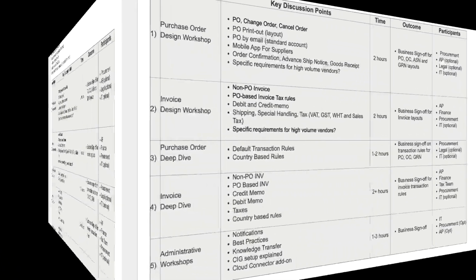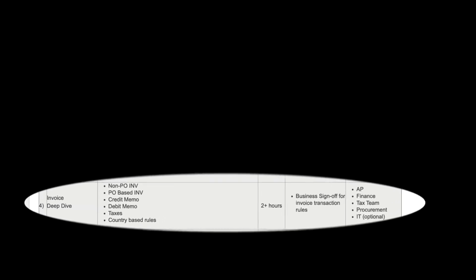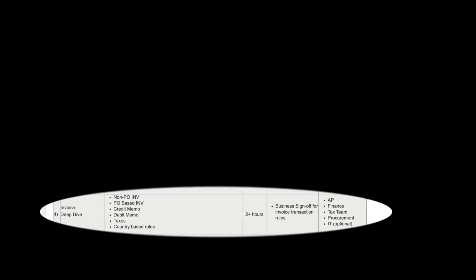For our invoice deep dive, we'll reconfirm all the business rules again, briefly touch base on the format of the invoice from workshop 2, and ask which fields are mandatory. Now the thing is, we say 2+ hours here because if we have more countries in scope, we may have different business rules per country.